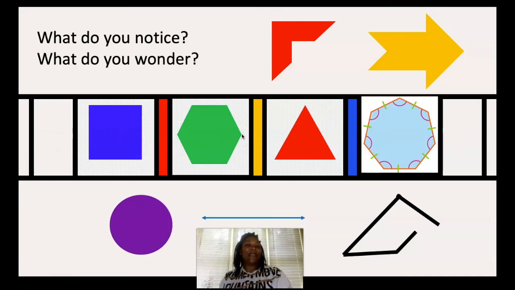But then I noticed that they will all be considered regular polygons because they all have congruent sides and they all have congruent angles based on each picture. Congruent sides, congruent angles. Same thing with this regular hexagon, this equilateral triangle, and this equilateral or regular heptagon.